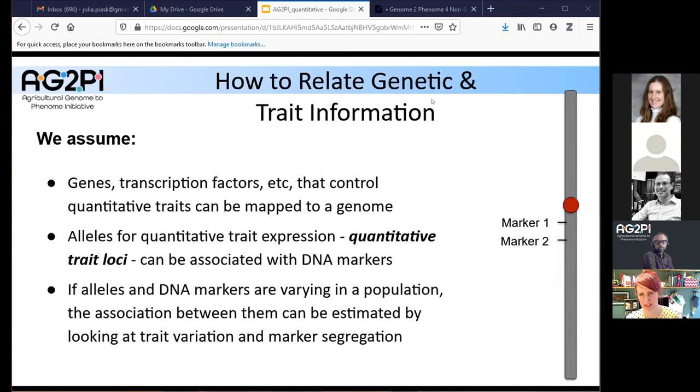And the assumption with how to relate genetic and phenotypic information is that, of course, genes, transcription factors, and any other genetic factors that control quantitative traits can be mapped to an individual's genome or to a population's collection of genomes. And that the alleles that actually impact quantitative trait expression, which are what we call quantitative trait loci or QTL, can be at least statistically associated with DNA markers and possibly located close to them on the genome. And then assuming that both quantitative trait loci, these causative alleles, and varying DNA markers are present and varying in a population, then we can estimate the association between them by looking at both the trait variation and marker segregation across a population.